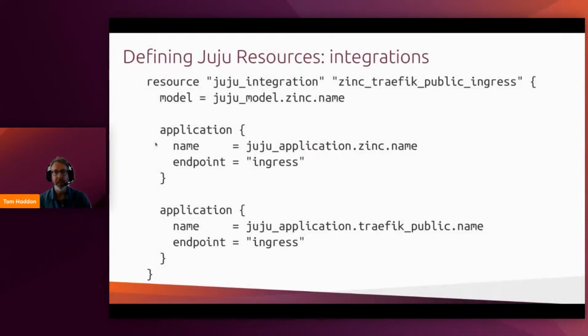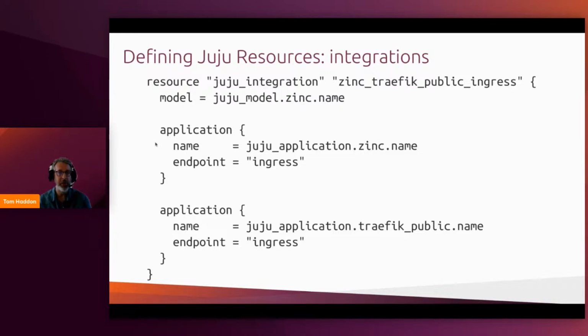Okay, so we've defined a model, we've defined an application. We would probably want to define other applications. We now also need to define an integration between applications, and this is how you would do that. Just a Terraform resource of juju_integration, give it a Terraform internal name, in this case, zinc-traffic-public-ingress, and refer to the model that you want this to be deployed into. We're again assuming this is in the same working directory as the previous snippets, so we can use the Terraform internal name to refer to that model.